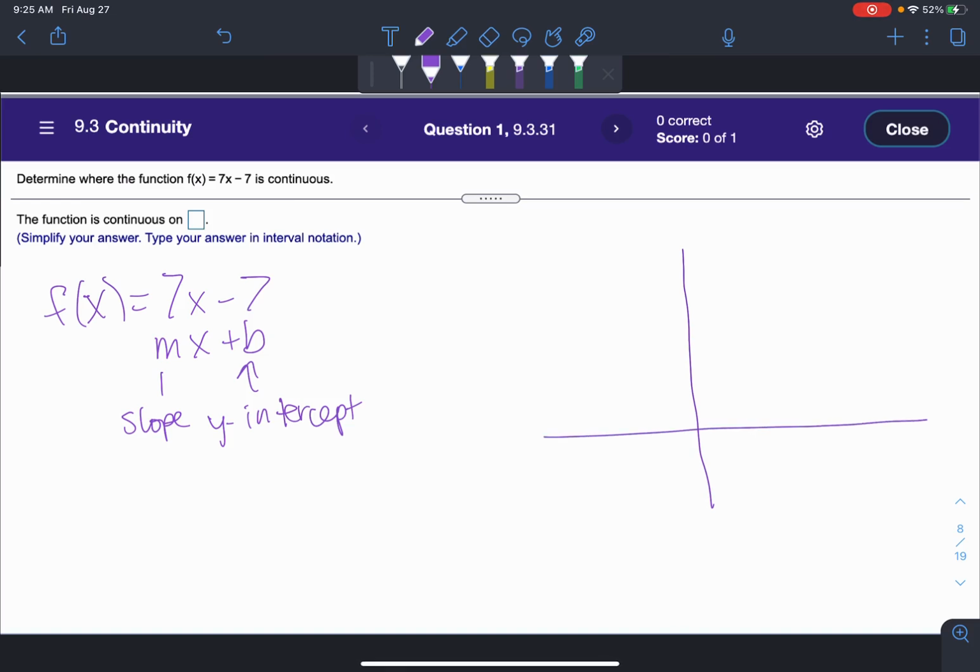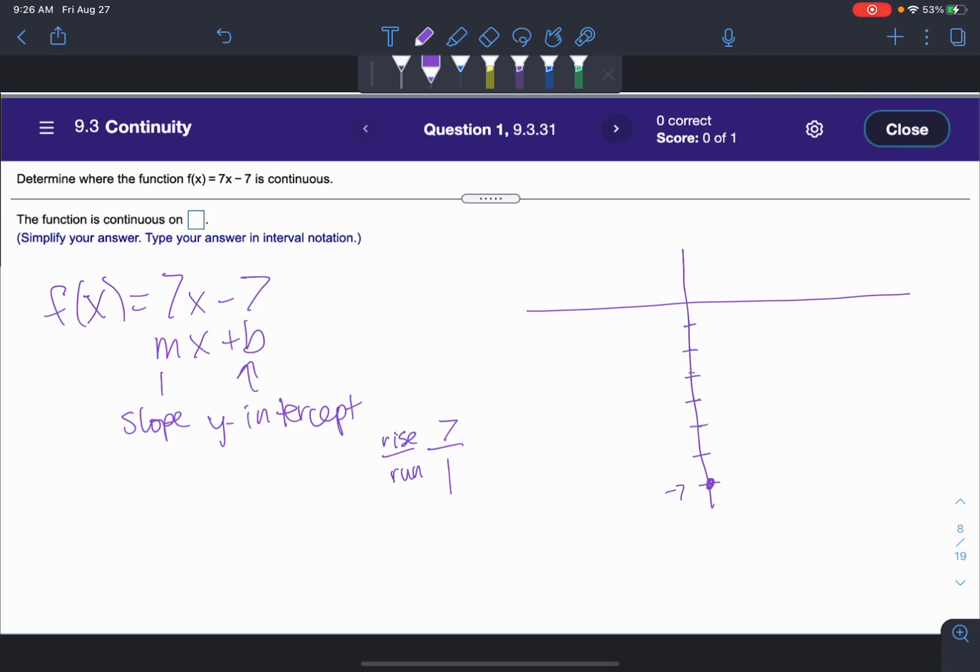So my intercept, let me actually move it here. My intercept would be negative 7, so that's where the point lies on the y-axis. Negative 4, 5, 6, 7. And then my slope tells me rise over run. So I'm going to rise 7 units and run 1. Rise over run. So 1, 2, 3, 4, 5, 6, 7, and then over 1. So now I have 2 points. I know it's a line, so I'm going to just connect it.